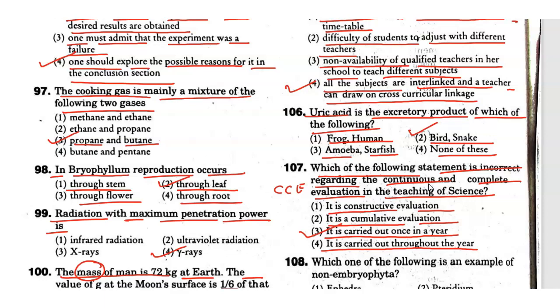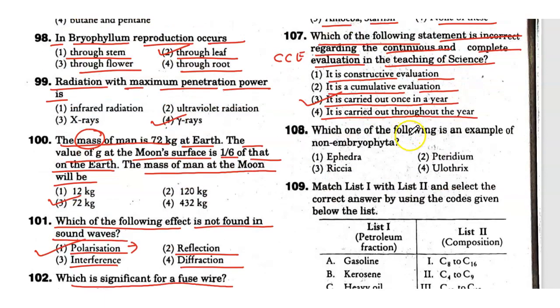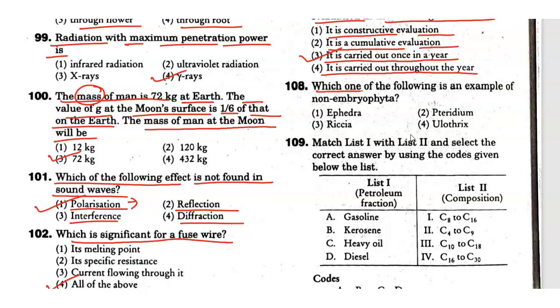Okay, now next is 108. Which of the following is an example of non-embryophyta? First is Ephedra, then Pteridium, then Riccia, and next is Ulothrix. So the correct answer is option fourth. Ulothrix is a genus of filamentous green algae generally found in fresh and marine water. So basically, this is a green algae.